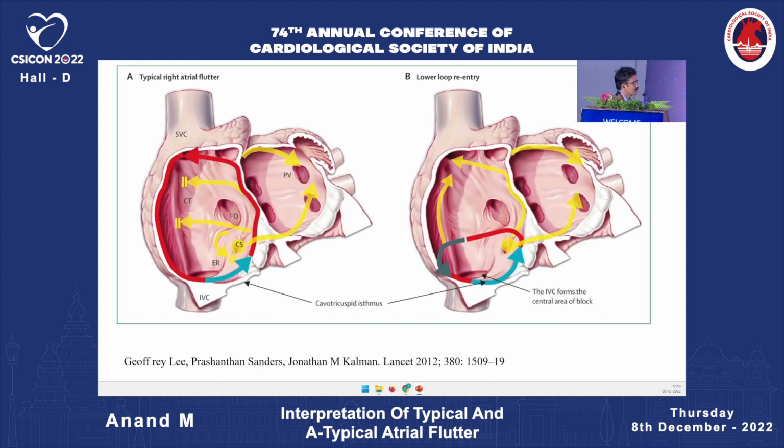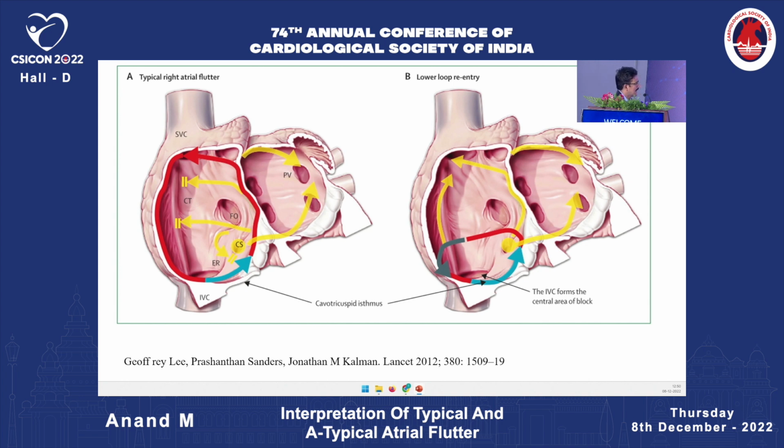So this is the circuit in a typical counterclockwise flutter, where the IVC is in back, the tricuspid valve has been cut away, and the mitral valve has been cut away. The circuit goes from below upwards on the septum, across the roof, and down the lateral wall of the atrium from above to below. And you can see that from the IVC to the tricuspid valve is a critical zone. Ablation in this line causes a conduction block across this line, and makes the tachycardia non-inducible.